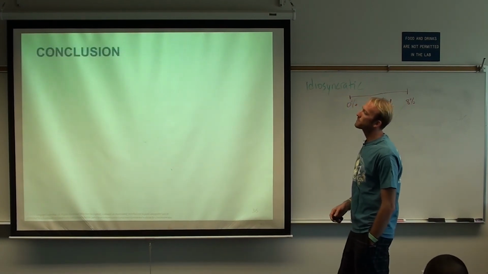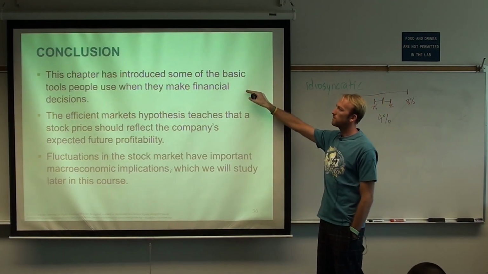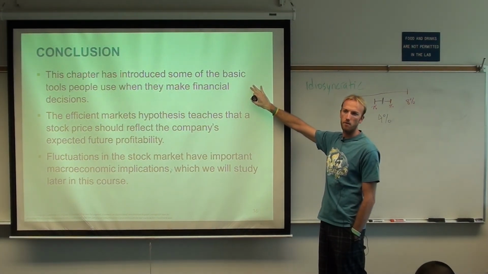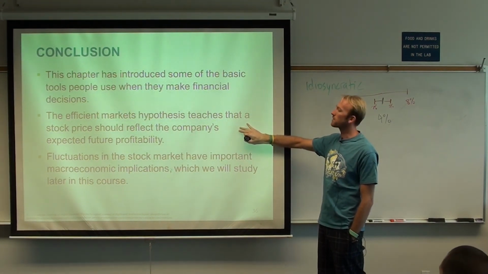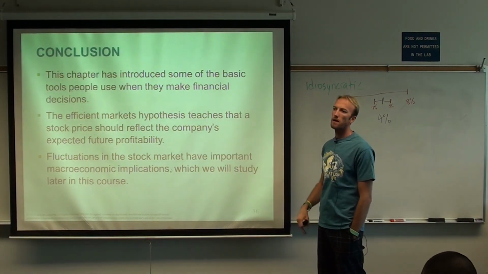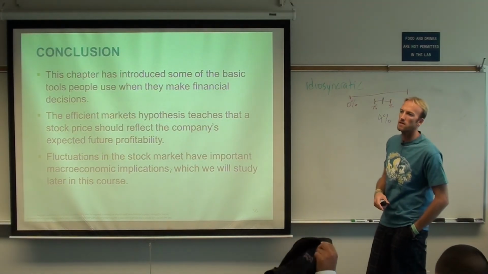Okay. So finally, in conclusion, and then I'll let you guys go, we got the tools, present value and future value, to be able to understand if I want to make an investment or not. Efficient markets hypothesis, you can't beat the stock market. And then we'll talk a little bit about when the prices go up and down later in this course even though it's not 100% understood why.